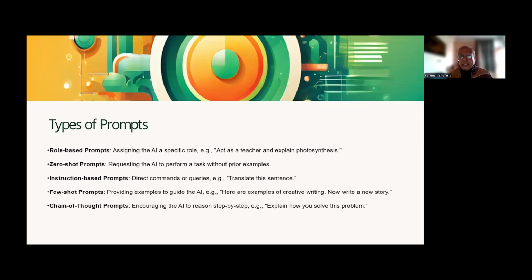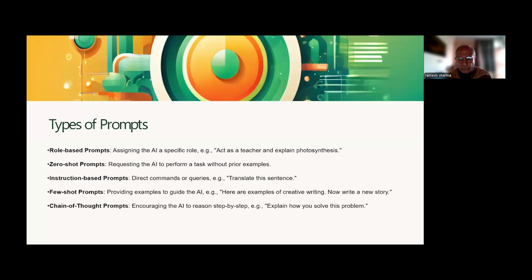So what is a good idea? You should note this down so that when you work on that, you can use it. Whenever you ask any AI system, ask it to assume a role, like act as a teacher and explain photosynthesis. So this is a role-based prompt. Another is zero-shot prompt, where you are asking the AI to perform a task without any example given to it. Instruction-based is like a direct command, like translate this from Tamil to English.